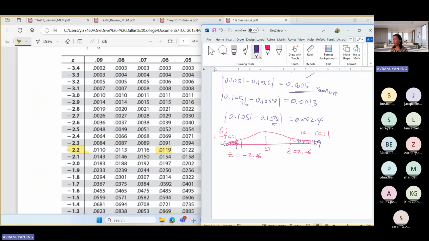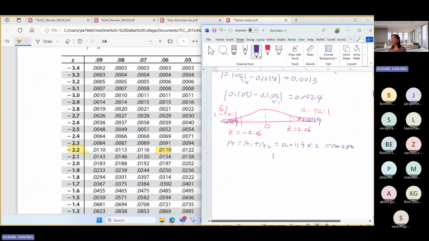But what's the total area? For the total area, you use A1 plus A2. This is your A1, this is your A2. Or you can just multiply by 2. Adding it to itself is the same thing as multiplying by 2, right? So that's 0.0238. If you know this property, it's really easy to find the total area.